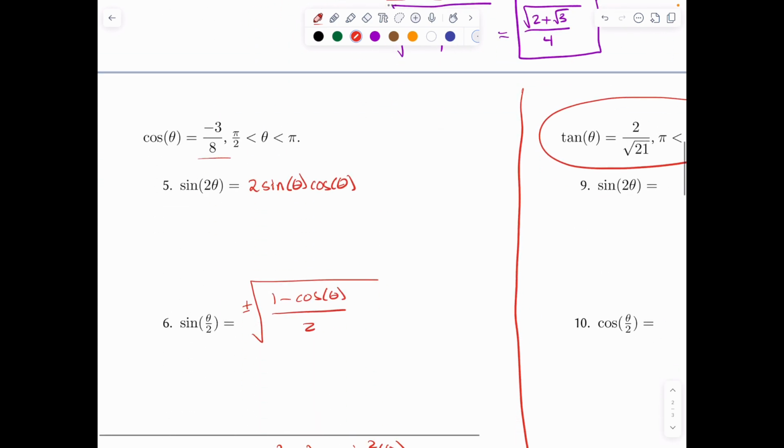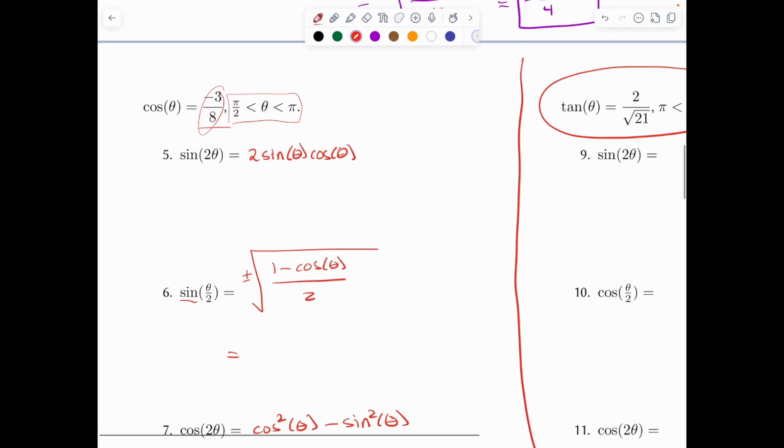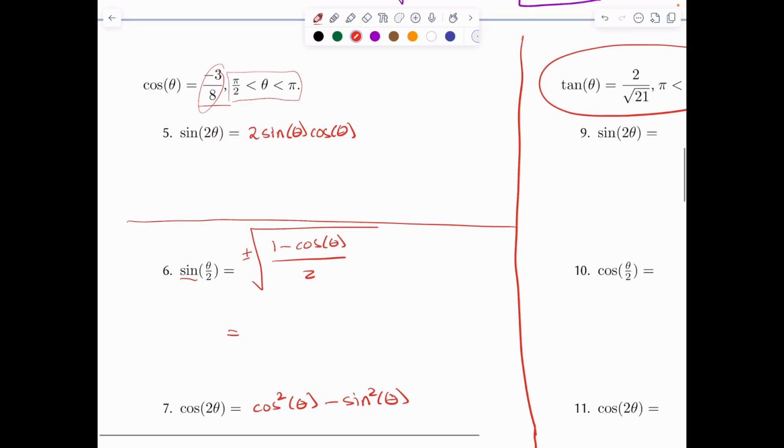The main thing that we need to know, though, for everything except for number 6. Number 6 we can do without any extra work. We can just plug in this. We know that the angle here is between pi over 2 and pi, which is a second quadrant angle, so the sine will be positive, and so I'm going to use the positive branch. So let's just go ahead and do this one. Just draw a line here. So we'll just do the positive square root of (1 minus negative 3/8) over 2.